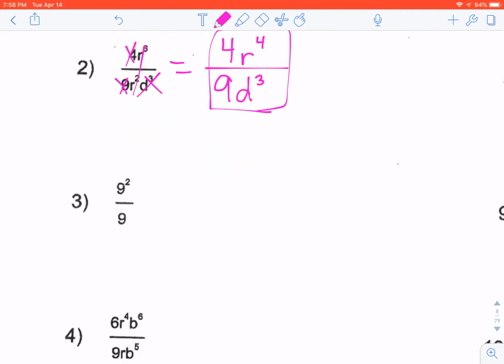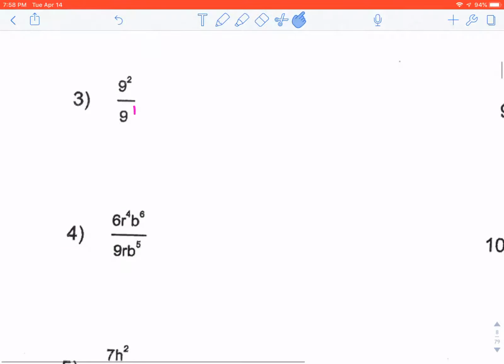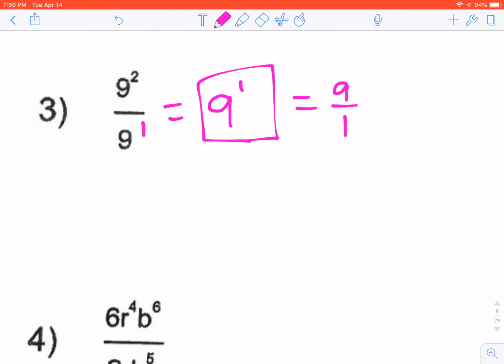Number 3, we have 9 to the second over 9 to the first. You're dividing same base, so you're rewriting the base. Since that's the only thing that's there, your bigger exponent's on top, you're going to leave your answer on top as 9 or 9 to the first. You don't need your fraction bar unless that 9 was on the bottom. So if you had 9 over 1 as your answer, that is absolutely fine.